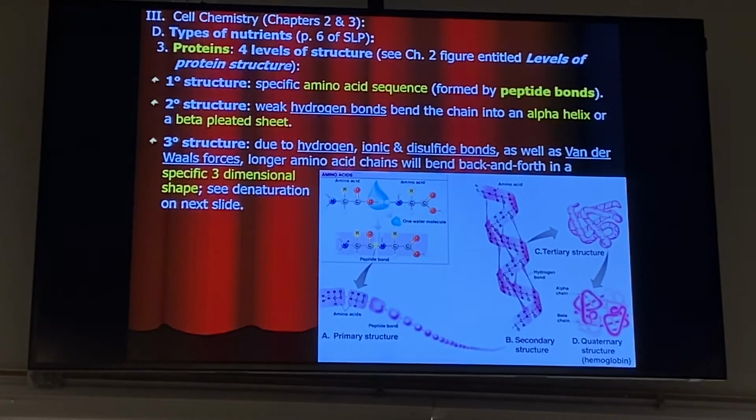Okay? Well, anyway, this really long chain will now have sections that are alpha helix and beta pleated sheets. It bends back and forth and back and forth until it becomes a specific glob shape. Glob is a good thing to remember. In fact, next to tertiary structure, the third diamond, write glob. It's a specific three-dimensional glob shape, from whence we get the term like hemoglobin.